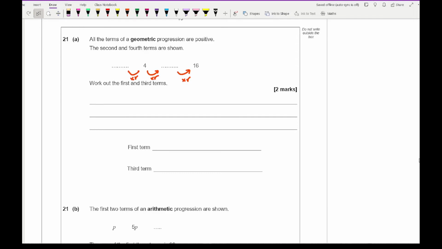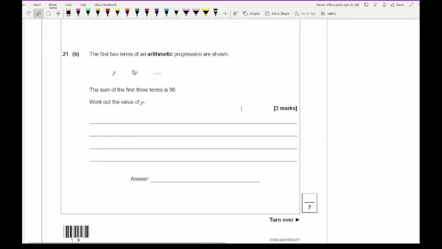Now here in terms of this, if we look at two r's, r times r is r squared, then we do that by doing 16 divided by 4. So r squared equals 4, so r equals 2. So basically what it means is the numbers are doubling. So that's going to be 8 and that's going to be 2. So your first term is 2 and your third term is going to be 8.